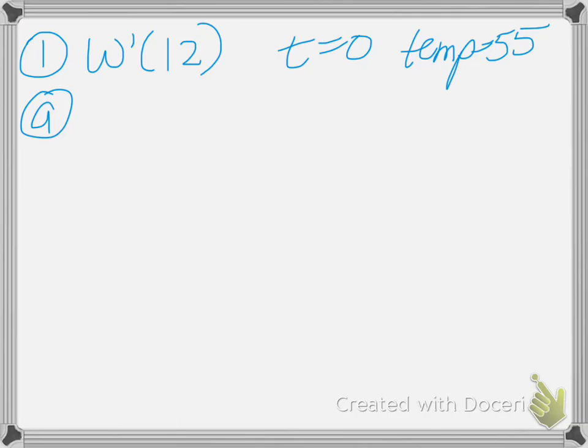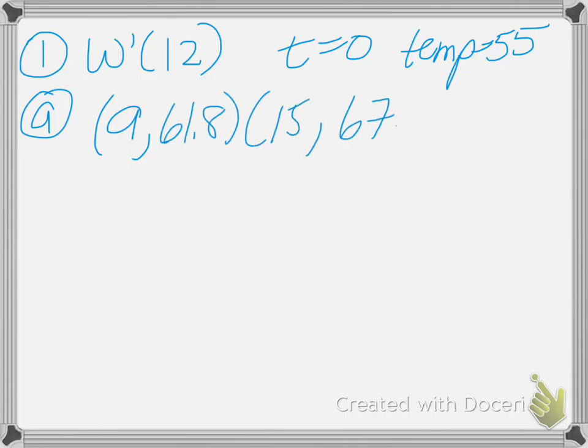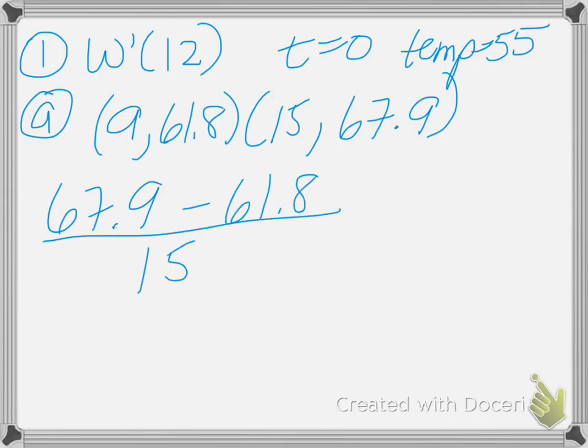There is no 12 on the chart, so we're going to use the points on either side of 12, which will be 9 and 15. Then we'll just do y2 minus y1 over x2 minus x1, and you get 1.017.